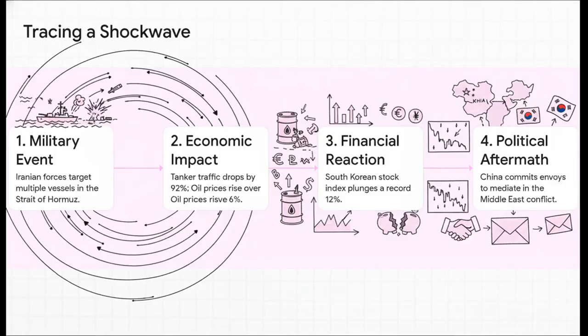So let's trace one of these chains. It starts with a military action. Iranian forces target ships in the Strait of Hormuz. Okay, so what's the immediate economic impact? Well, tanker traffic just plummets, an astonishing 92%, and oil prices jump. If you're running a global logistics company, that's an immediate signal to reroute your assets. Then, this creates a financial reaction thousands of miles away, as South Korea's stock market, which is heavily reliant on that oil, just crashes. And finally, you see the political aftermath, as China steps in to mediate, trying to protect its own interests in the region.